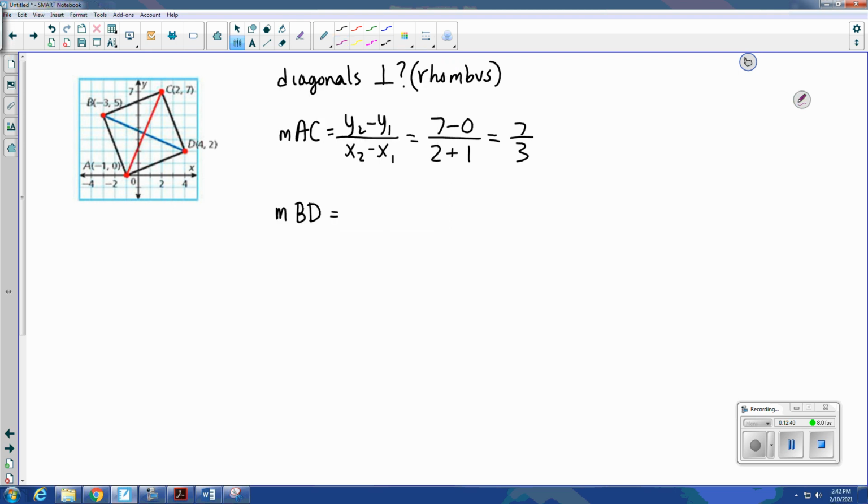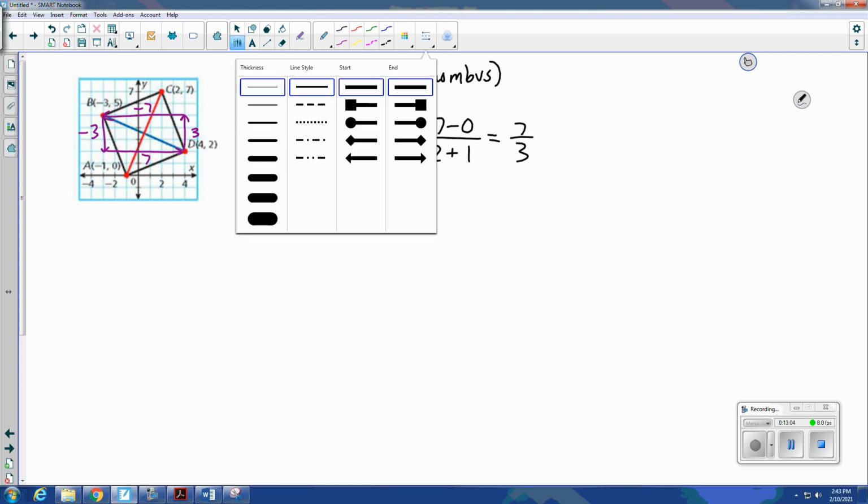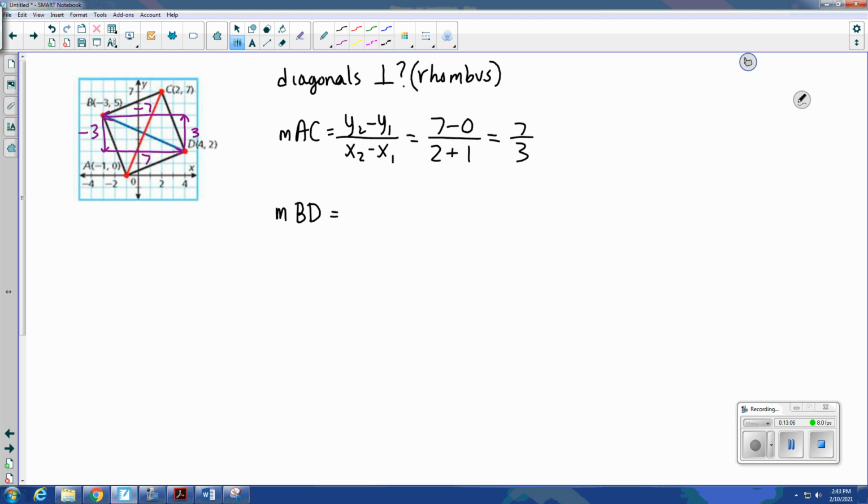So if we're going from B to D, my rise is going down, so it's going to be a negative 3, and my run is going right, so it's going to be a positive 7. But if I went from D to B, my rise would be a positive 3, and my run would be a negative 7. Either way, we get the same slope. It's just the negative sign is in the numerator instead of the denominator on one or the other. So if we do rise, negative 3 over run, positive 7.